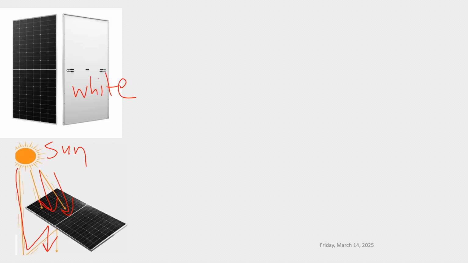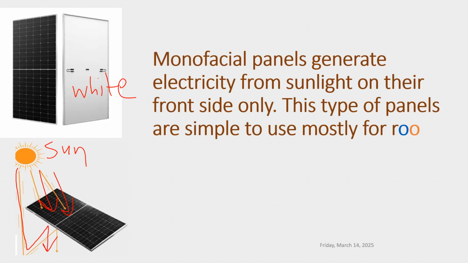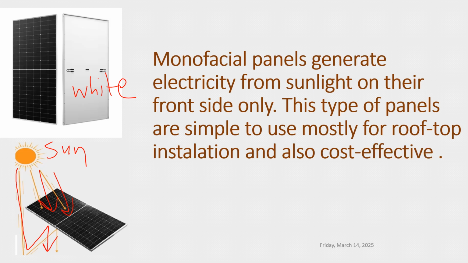But the monofacial is only capable of receiving the direct energy from the sun and converting it to electricity only on the first face. So monofacial panels generate electricity from sunlight on their front side only, and that's what I've just explained. This type of panel is simple to use, mostly for rooftop installation, and they are also cost effective.